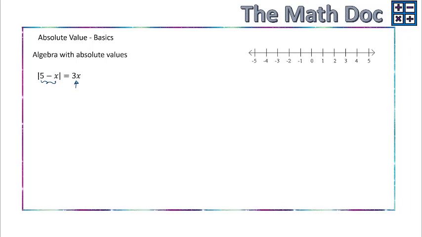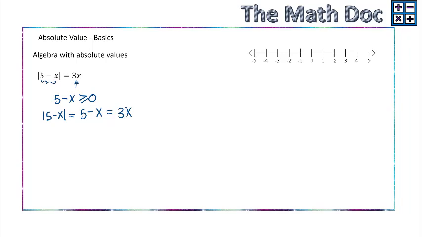The first thing we have to do is separate the cases and make sure we're treating the absolute value with the respect it requires. So again, let's look at the case first where 5 minus x is greater or equal to 0. In that case, we know that the absolute value of 5 minus x is just equal to 5 minus x, and that should be equal to 3x, right?